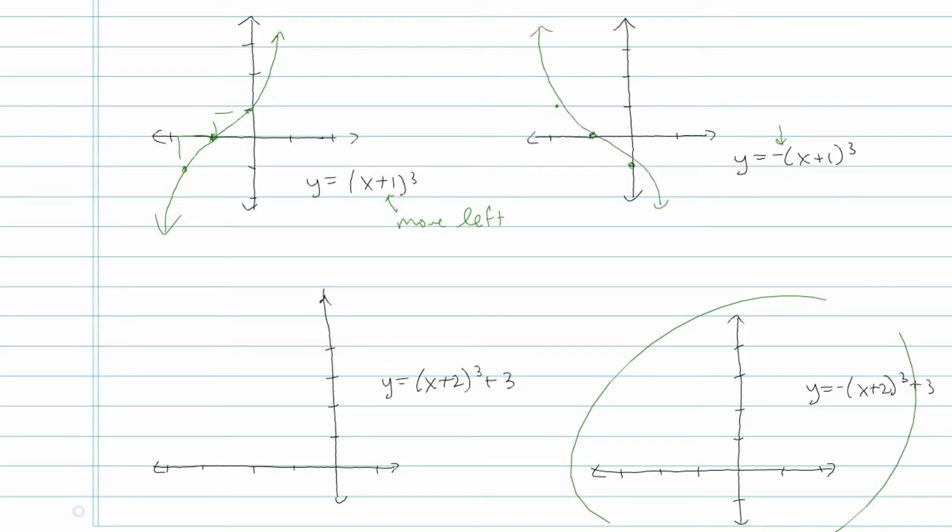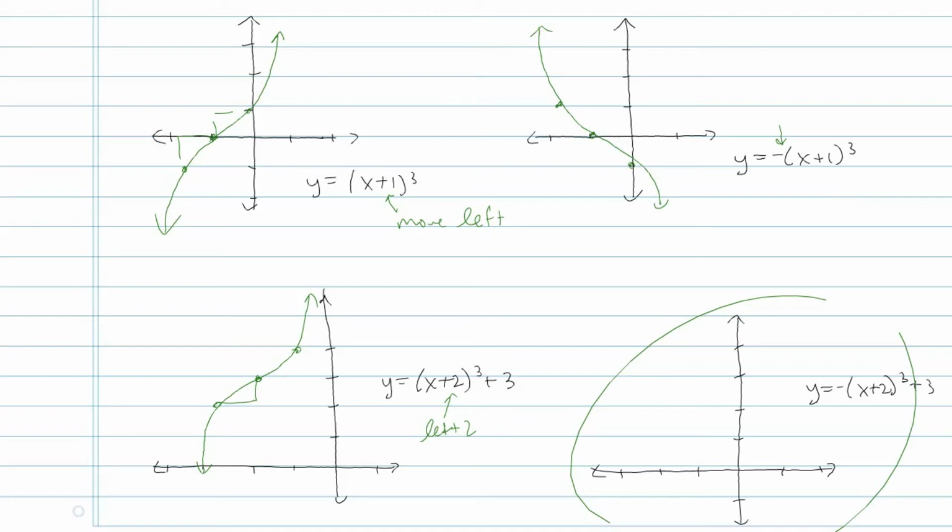Okay, now we're going to do horizontal and vertical shifts all put together. I know, it's kind of a big deal. That plus 2 is going to be left 2. That plus 3 is up 3. So here's my central point that used to be at the origin. From there, I'm going to go down 1, over 1, up 1, and then draw my snake curve for the cubic. Same idea with negative (x plus 2) cubed plus 3.